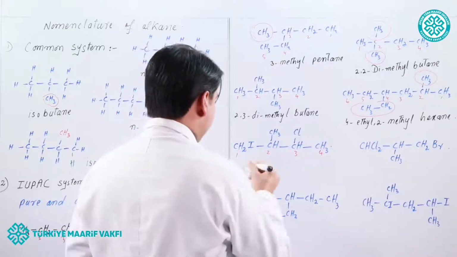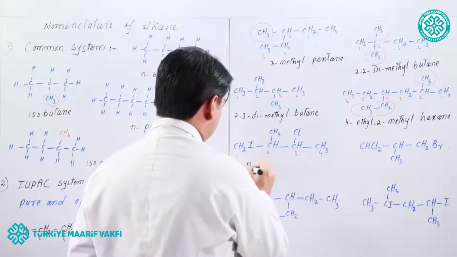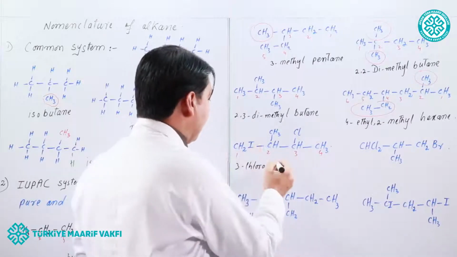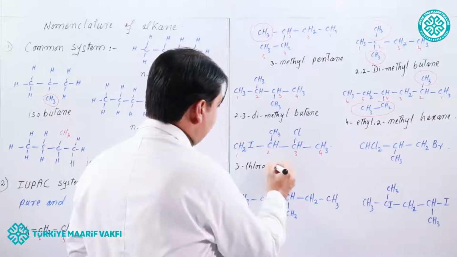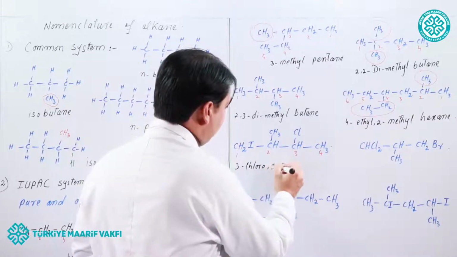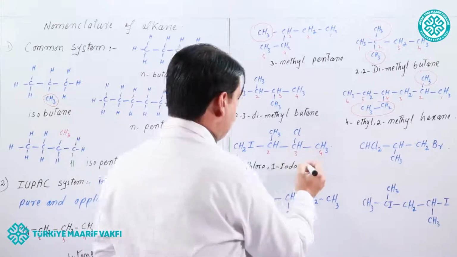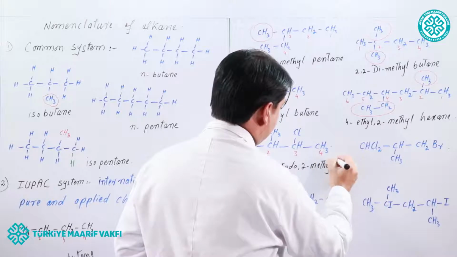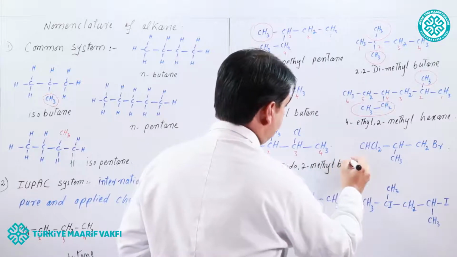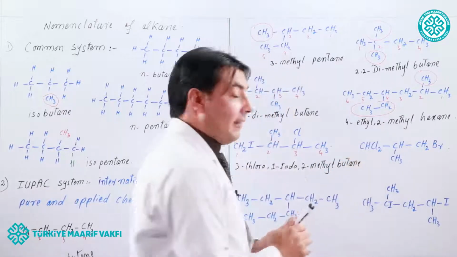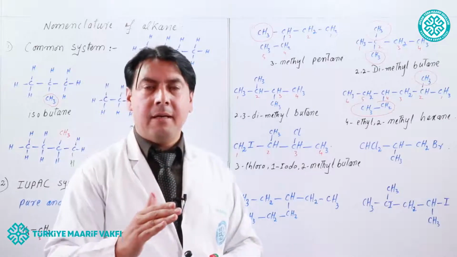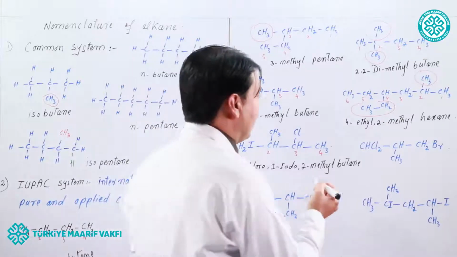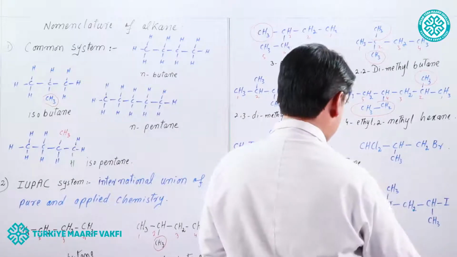So 3-chloro, and second will be iodine, 1-iodo, 2-methylbutane. These substituents should be named on the basis of alphabetical order. Alphabetical order.